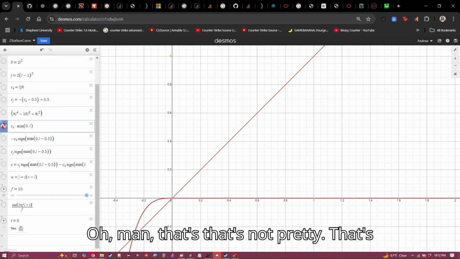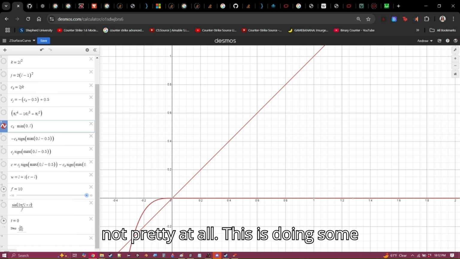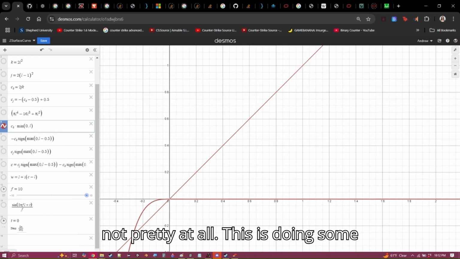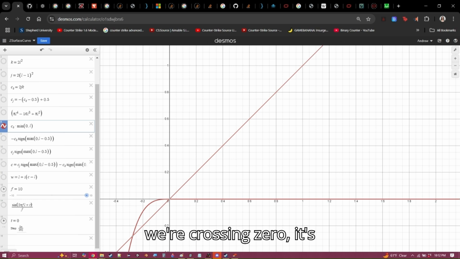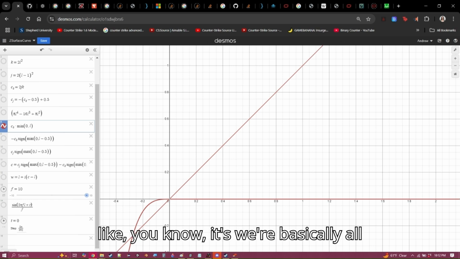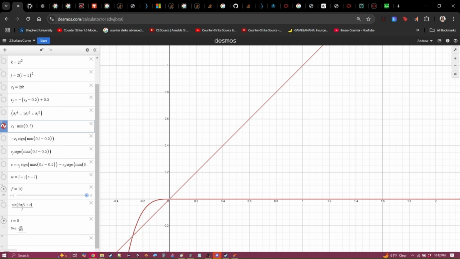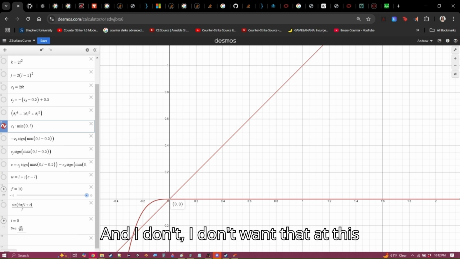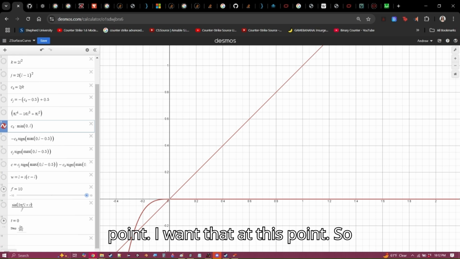Oh man, that's not pretty. That's not pretty at all. This is doing some stuff over here, and then as soon as we were crossing 0, basically all the rest of these values are just 0. And I don't want that at this point. I want that at this point.